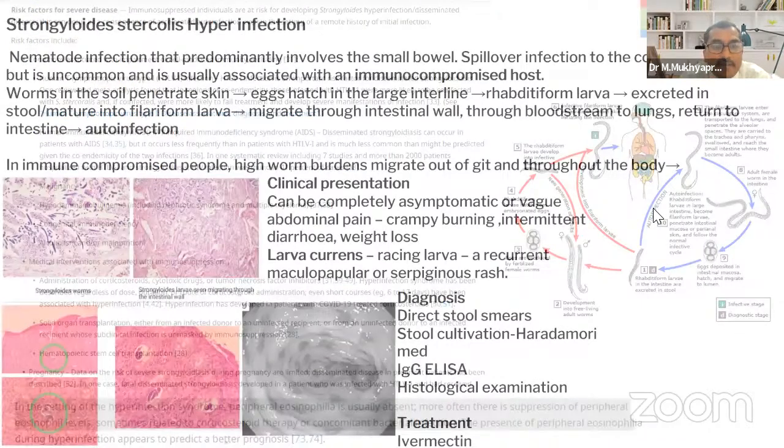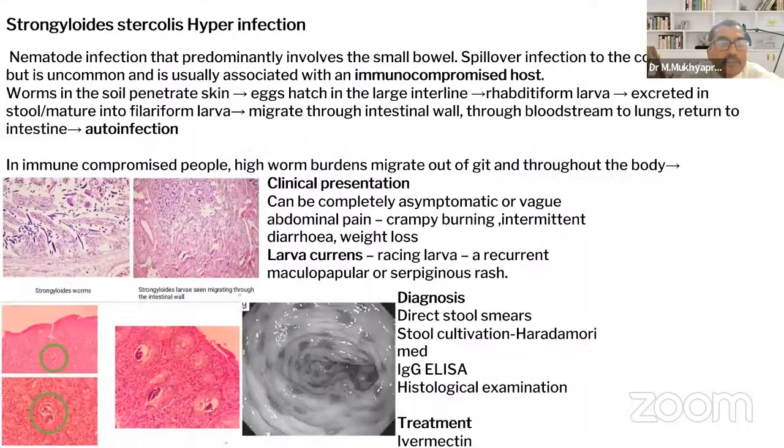I will not go into detail. This is called Strongyloides stercoralis hyperinfection. It occurs only in immunocompromised patients; normal immunocompetent persons will usually clear it very fast. It can be completely asymptomatic, sometimes vague abdominal pain, crampy burning pain, diarrhea, weight loss can be there. Identifying the larva is not easy. Stool examination is not very sensitive. IgG ELISA, we didn't have.